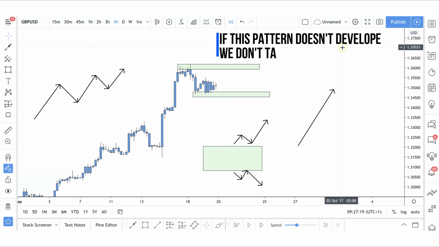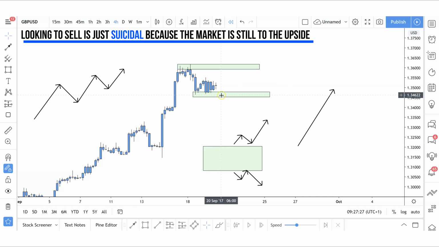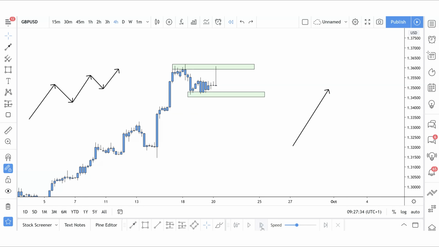If this pattern doesn't develop, then we don't take a trade. Because again, now if we're looking for the buys, we don't have enough range. Looking to sell is just suicidal because the market is still to the upside. So we're still waiting for more evidence. So let's continue to push the next candles and see what's happening.